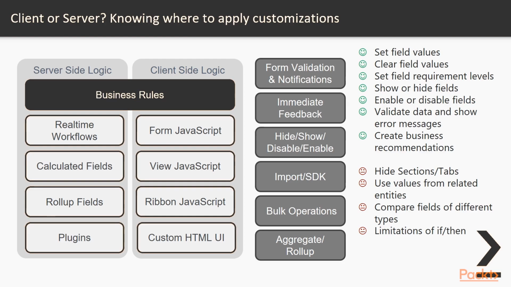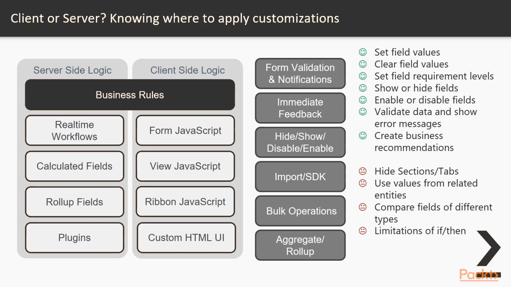There are some simple limitations, like it can't hide tabs and sections. You'd have to hide the individual fields, and if there are a lot of fields in that section, then that can be a bit of a pain. There are other limitations too, such as it can't get values from related entities. So if you have a lookup, it can't get a value from that lookup. It can't do queries against other Dynamics entities. And then there are some comparison limitations as well.